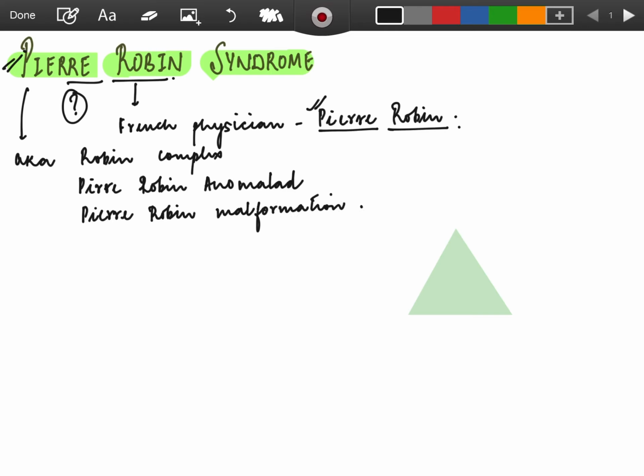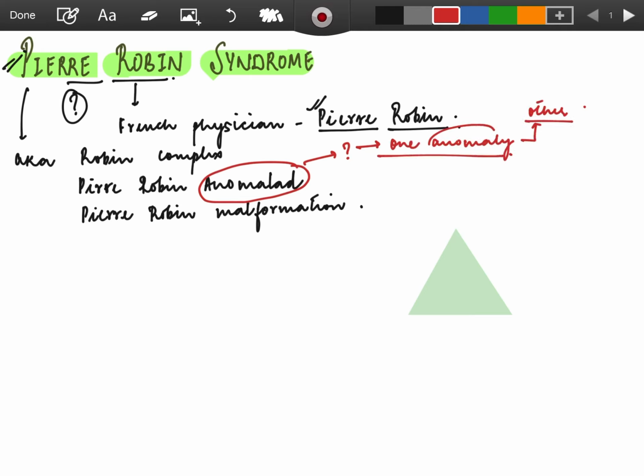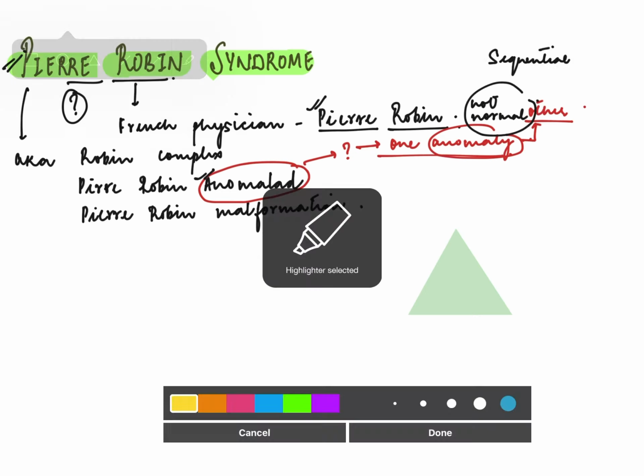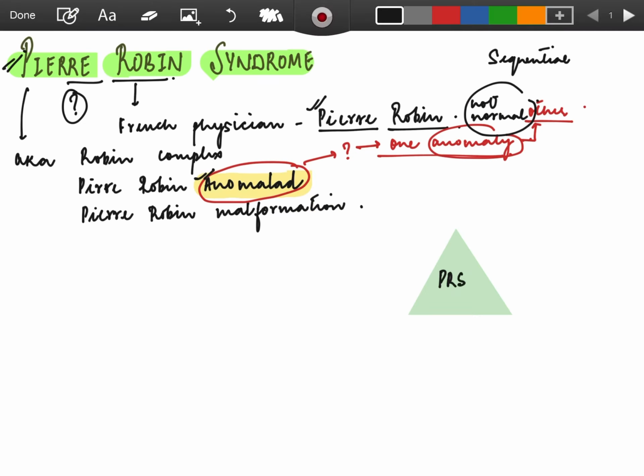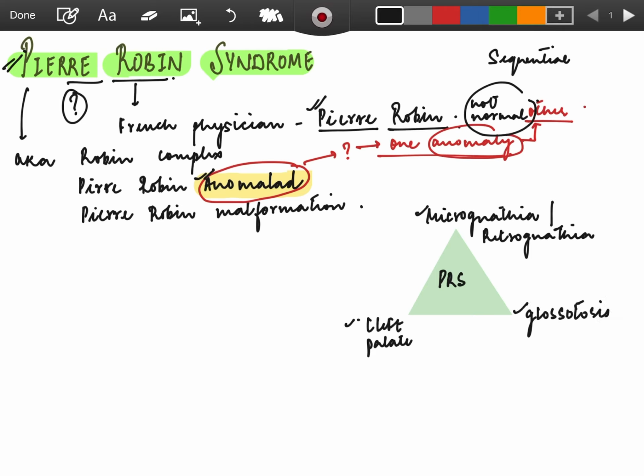So what is an anomalad? It is basically one anomaly leading to the other. So there's a sequential involvement of the organs. Anomaly, what is anomaly? Which is not normal. So it is important that Pierre Robin syndrome is an anomalad. It is a triad of micrognathia, retrognathia, cleft palate and glossoptosis. So the hallmark feature is the micrognathia or the retrognathia.